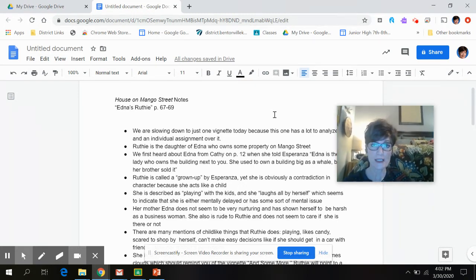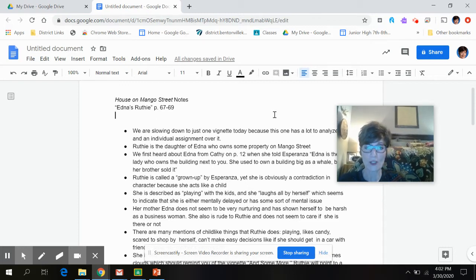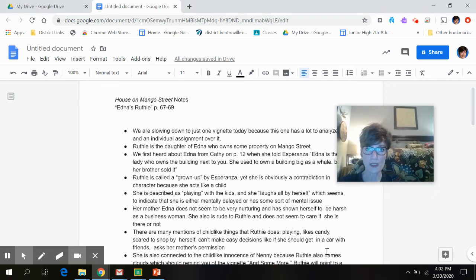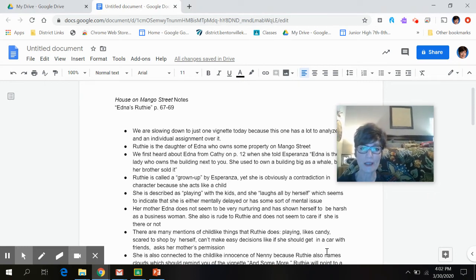That's on pages 67 to 69, and we're going to read it together. And then I'm going to go through some of the notes that you can see right here on your screen, that I'll also be posting to Google Classroom. There is an assignment over this vignette called Edna's Ruthie Characterization, and it has some in-depth questions and some text evidence where you have to analyze both Ruthie and her mother, Edna. That will be a graded assignment due by Wednesday night. So let's go ahead and get started.